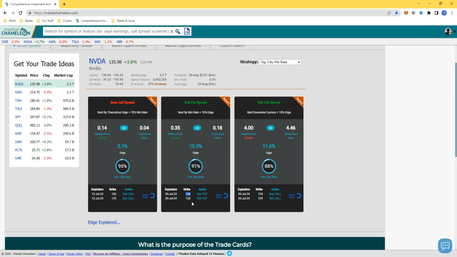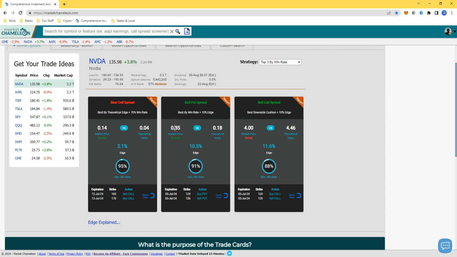So about $200 collateral, but you collect credit up front of $35, 0.35 times 100 per one option is $35, meaning that you're only putting up collateral of $165 and you're collecting $35.